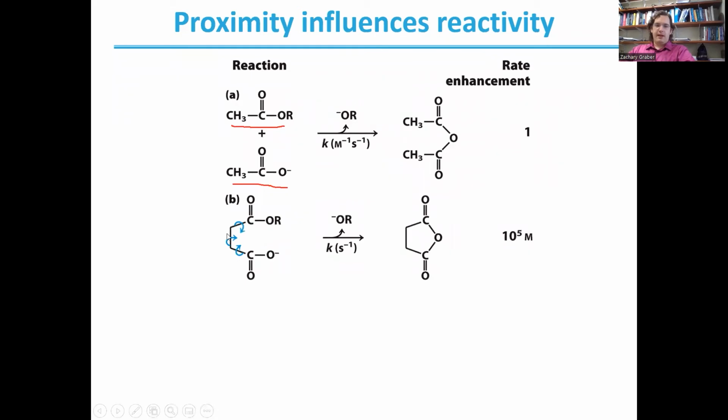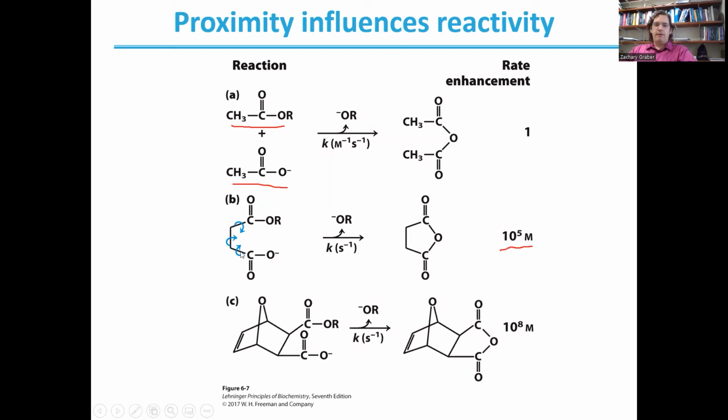If we link these together, so we put them on opposite ends of the same molecule, now it's much easier for them to find each other, right? They're linked together on the same molecule. But they still have to rotate into the correct orientation for that reaction to take place. So you'll notice our rate has increased by 100,000 times.